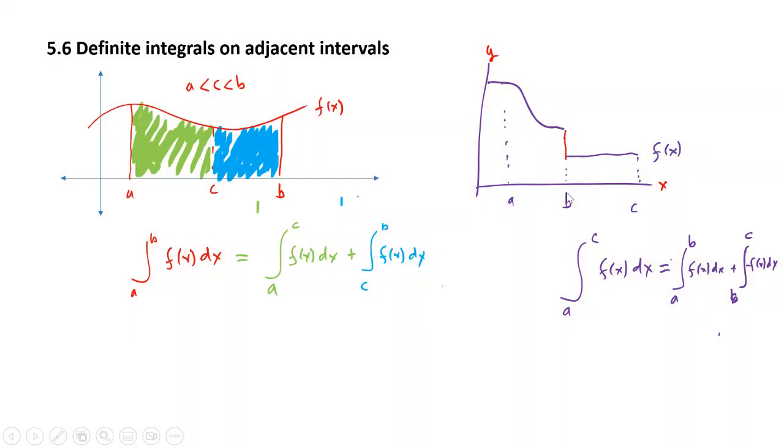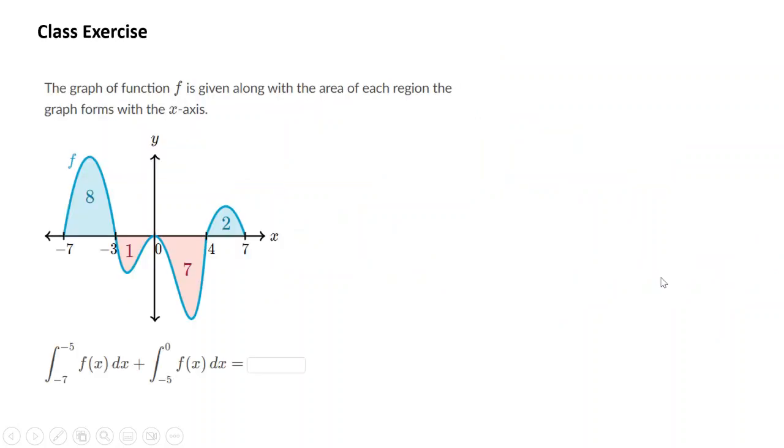So we can make it simple to solve this definite integral by segmenting it, by making it the sum of two definite integrals. So the integral from A to C, the total area under f of x from A to C, will be equal to the integral from A to B of f of x dx plus the integral from B to C of f of x dx. Let's see how we can apply it in solving a problem.